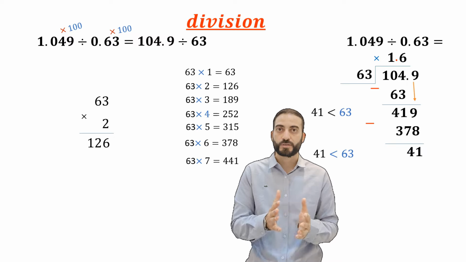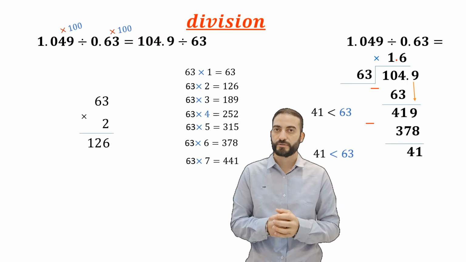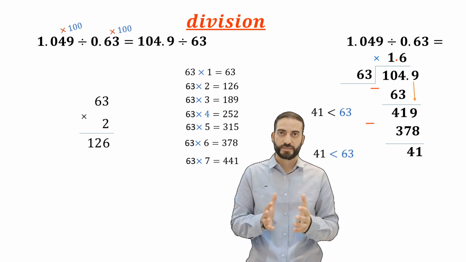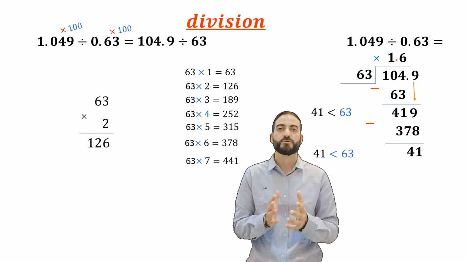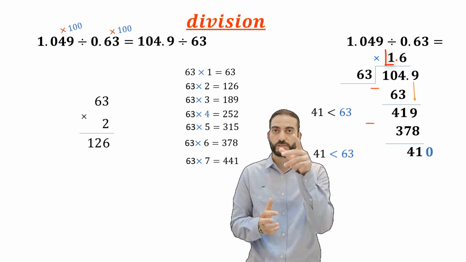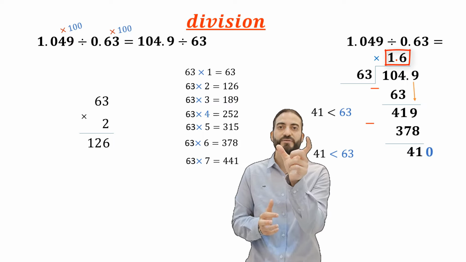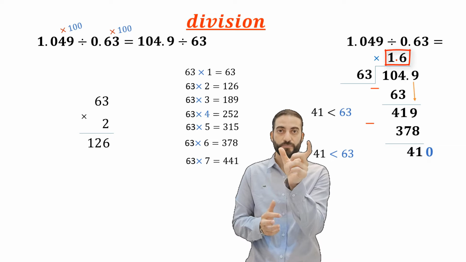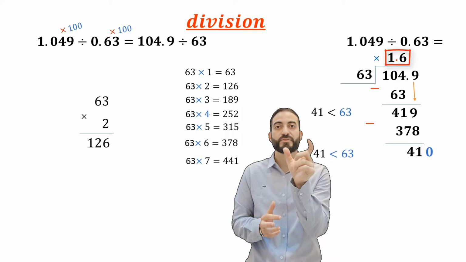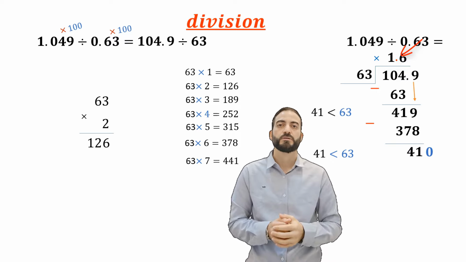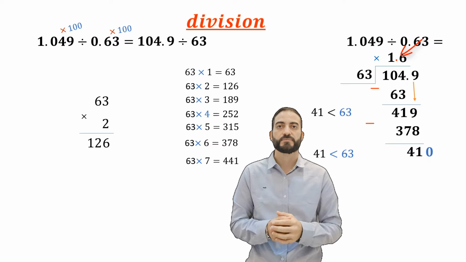Because 41 is smaller than 63, we cannot complete the process with 41. But we can always put 0 here. But when we put 0, the quotient must be a decimal number, meaning that it contains a point. If there is no point, we must put a point in the appropriate place. As we notice here, there is a point. Now we complete the process.